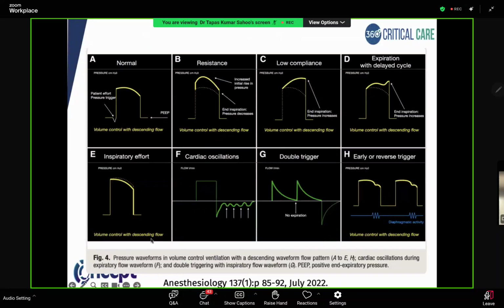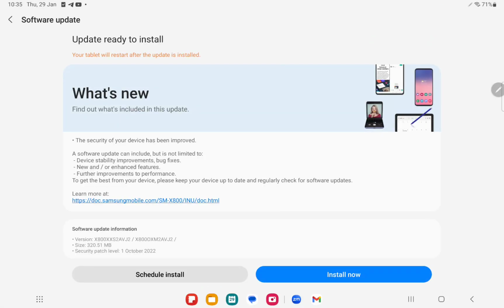Okay. Now, this is something: pressure waveform, volume control, and some of the other things that you need to remember. This is the resistance thing I have already told. Compliance thing I have already told. This is the expiration with delayed cycle. It should normally be at this point, but it is taking a lot of time here to cycle it.